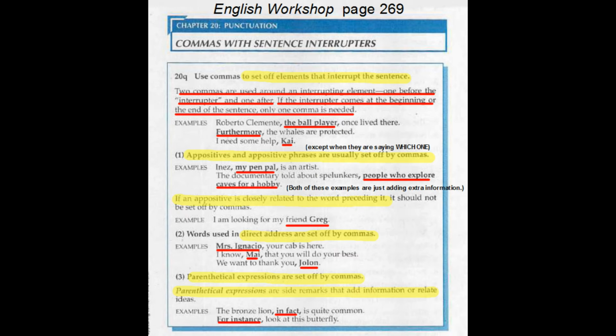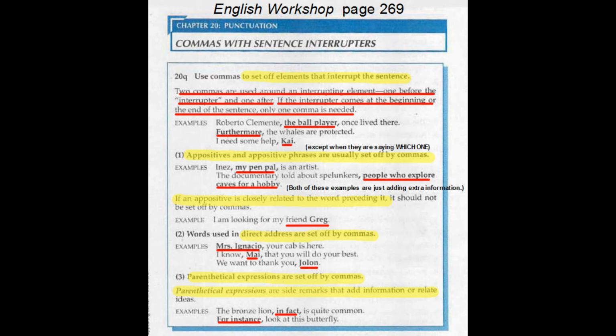Okay, now let's highlight the next rule. Appositives and appositive phrases are usually set off by commas. Usually, okay? Now, if it says which one, you wouldn't put the commas there. But let's look at these. Inez, my pen pal, is an artist. And that's not saying which one, it's just describing her. The next sentence: The documentary told about spelunkers, people who explore caves for a hobby. And that's just modifying spelunkers. It's adding additional definition. And so you would need commas there as well.